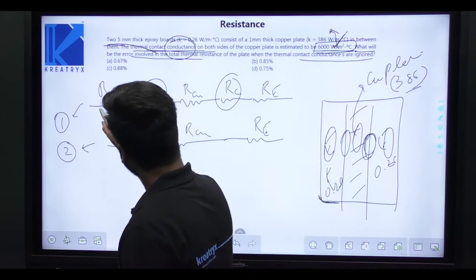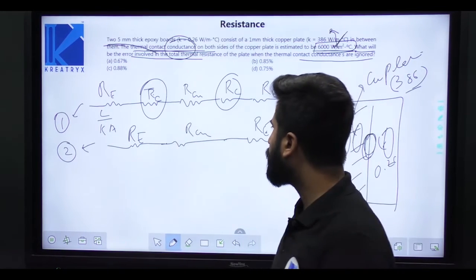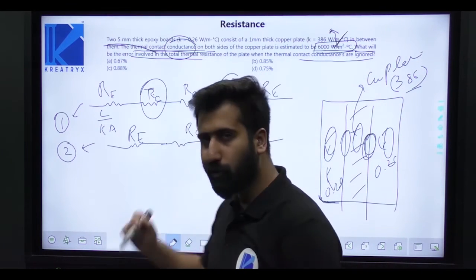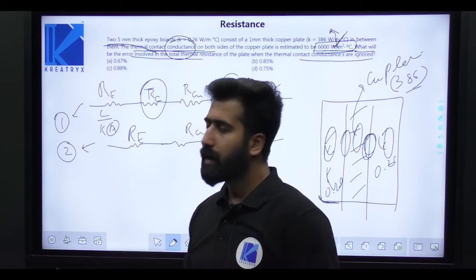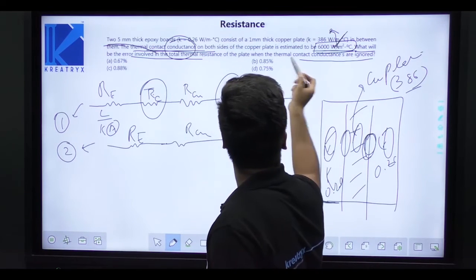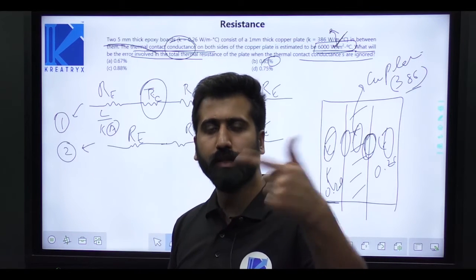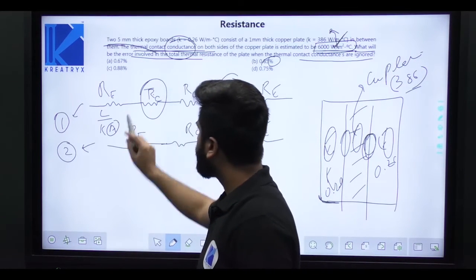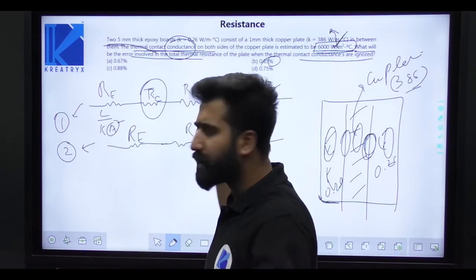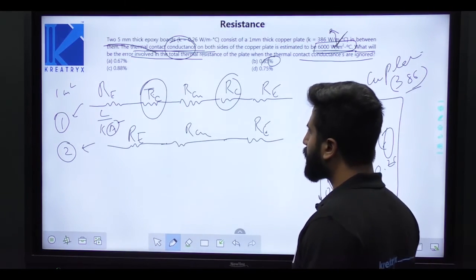So RE will be L by KA. Okay, what will be A? There's nothing given about the area, so you can take it as 1 meter square. If you take it as A only, it will get cancelled out. Why? Because in the end we have to find the percentage, so it will be divided by some value which will again contain this term A. So you take it as 1 meter square or as A, it will get cancelled. Let's take it as 1 meter square to simplify our calculation. This is L by K.